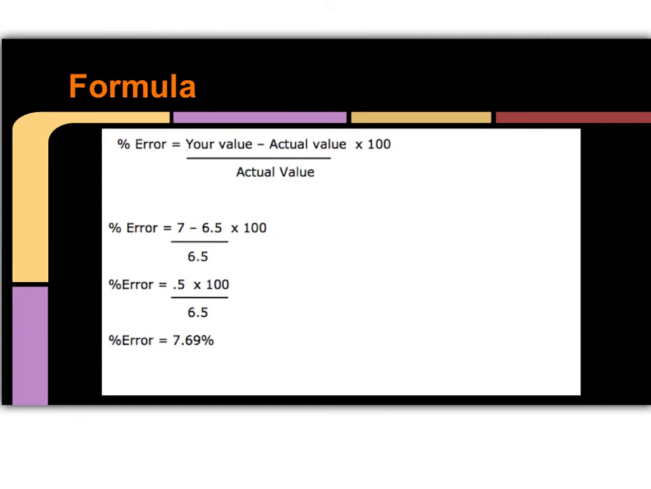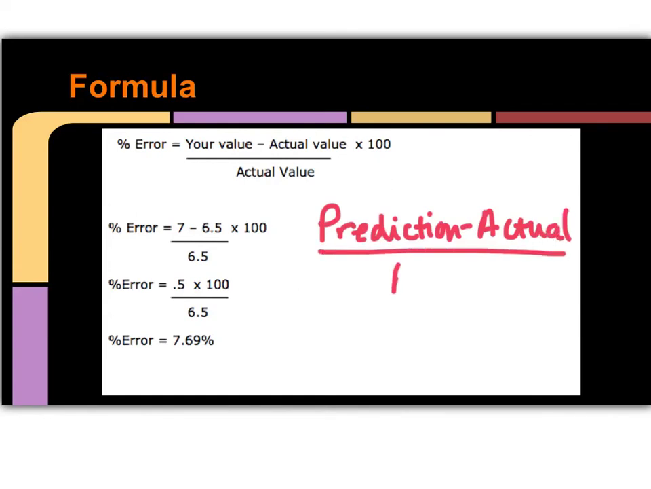Again, very similar to the last formula you learned. Your percent error is your value, the one that you think it is, minus what it really is, divided by what it really is, then times 100. Or, in other words, it's basically your prediction minus what actually happened. And then you divide by the actual.